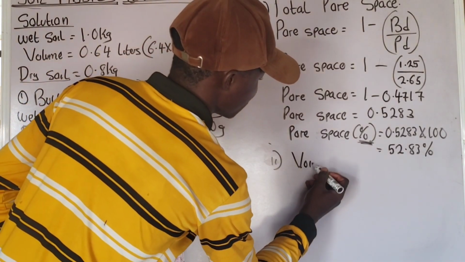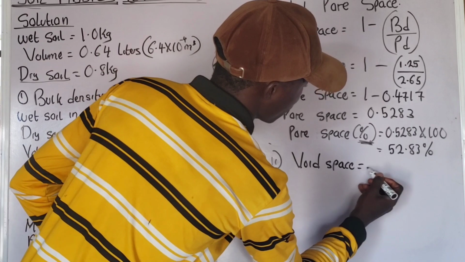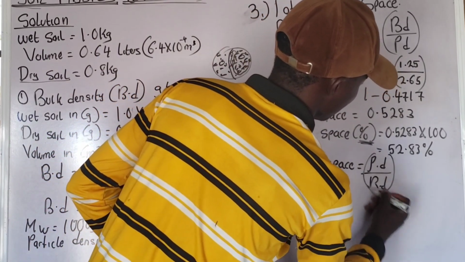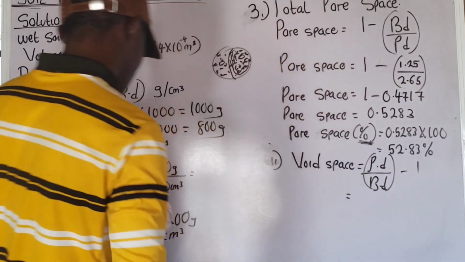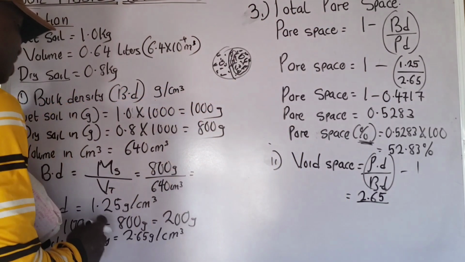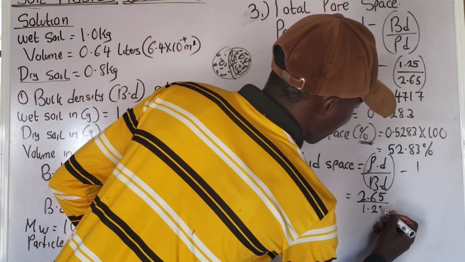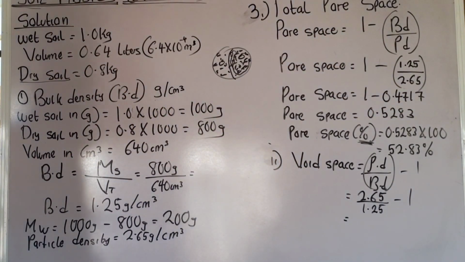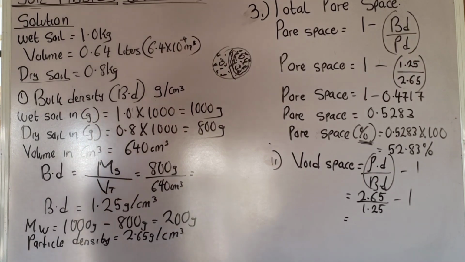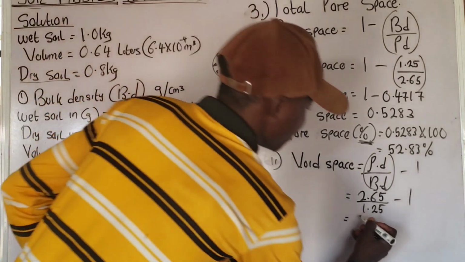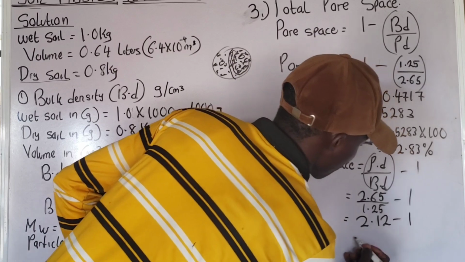The void space is equal to particle density over bulk density, minus 1. Okay? So particle density is 2.65. So 2.65 over bulk density 1.25, minus 1. You understand? So 2.65 divided by 1.25 will give us 2.12. The numbers after the decimal point are read individually. You understand? So 2.12 minus 1.